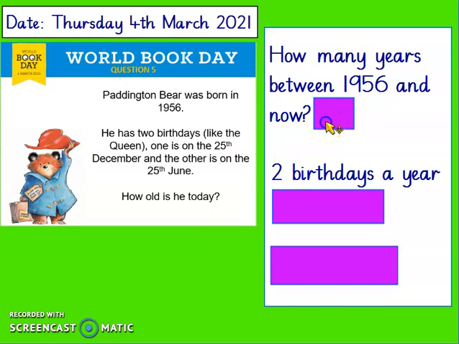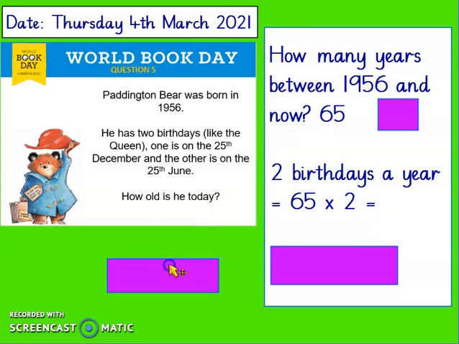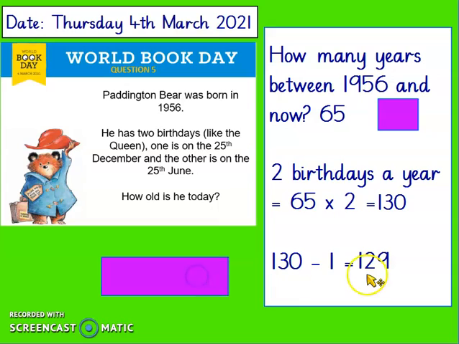So between 1956 and now, we've got 65 years. He has 2 birthdays a year, so we need to times this by 2. 65 times 2 equals 130. He has 130 birthdays. But this year we haven't got as far as June, so we need to take a birthday away. So we need to do 130 minus 1. So Paddington Bear is 129. Let's move on to the next slide.